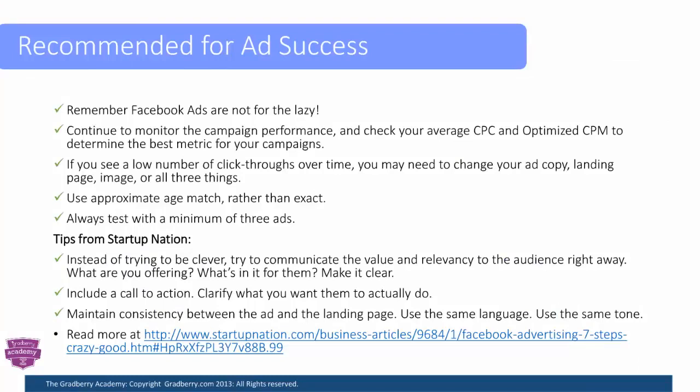And always test with a minimum of 3 ads. So you want to have your 3 ads running. You can select one control variable for the 3 ads, or you can even have 1 ad running on CPC, 1 running on CPM. Your control variable can be your ad copy, your landing page, your image, whatever you might want to test. You can test it over, for example, a period of 7 days, and then see how they perform, compare, and then maybe scrap the ads that aren't performing well.